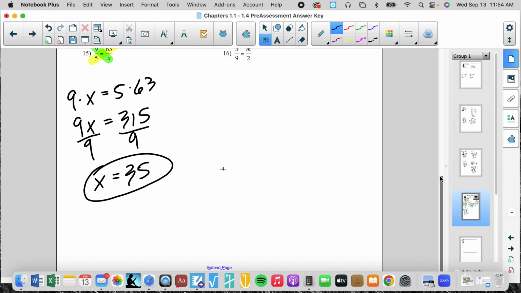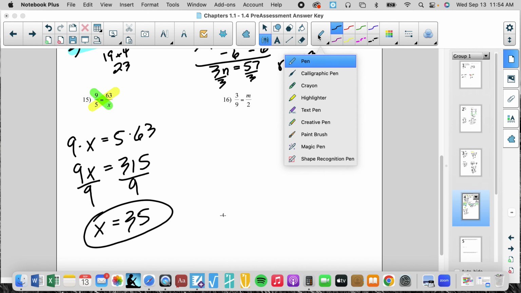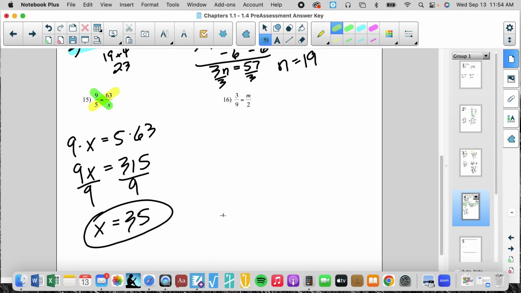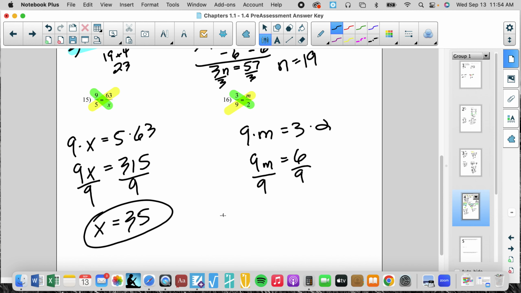Good. Let's look at the next fraction, equivalent fraction. We're going to do the cross product. Cross product is going to be 9 times m equals 3 times 2. I was already doing the math in my head. 9m equals 6. Divide by 9.